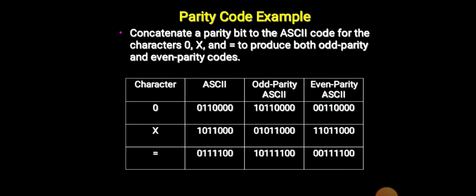Parity code example. Concatenating a parity bit to the ASCII code for the characters 0, X, and so on, to produce both odd parity and even parity codes. So: character, ASCII, odd parity, even parity.